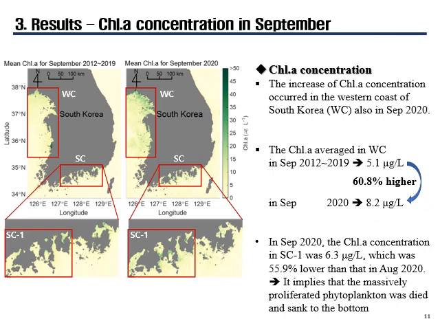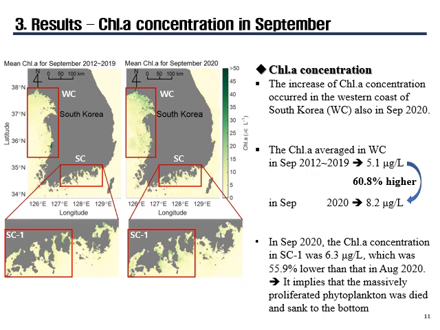And next is chlorophyll concentration in September. The increase of chlorophyll concentration occurred in the WC area also in September. The chlorophyll concentration averaged in WC in September 2012 was 8.2 microgram per liter and is 60% higher than that averaged in September 2012 to 2019.